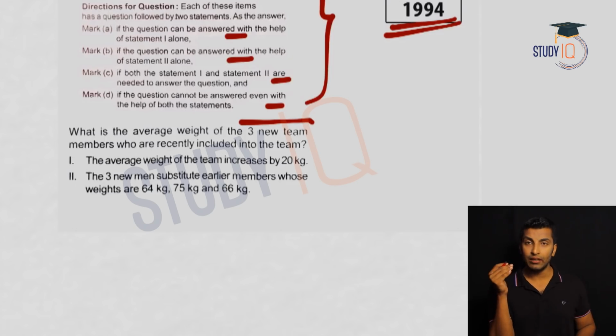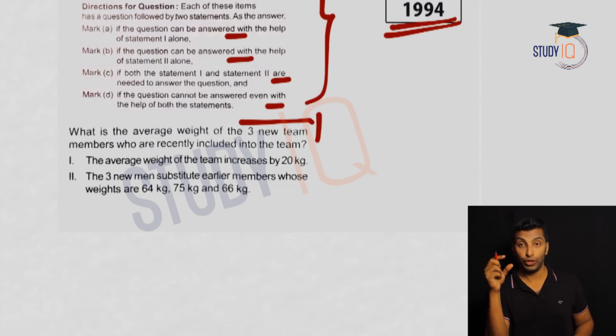With that information, I don't think you can find the answer for this question. Average weight is increased by 20 kg, but how do you know the average weight of the 3 people? You can say that these 3 people made a change of 20, but you can't say the average of these 3 people. And you don't even know the total number also, so no way you can find the average with statement 1. So you can't do it with this statement alone.